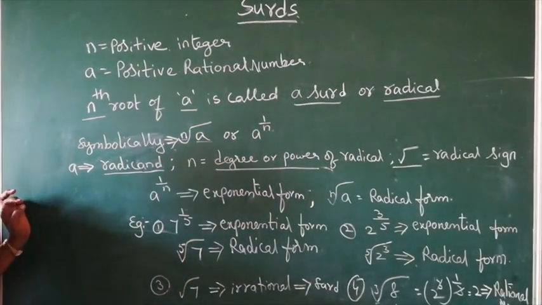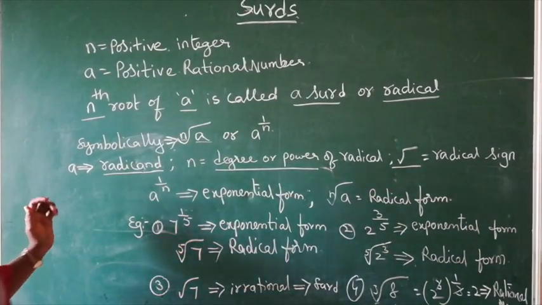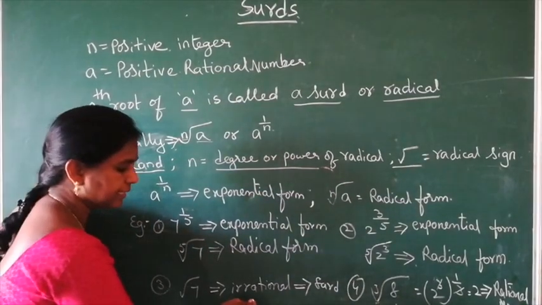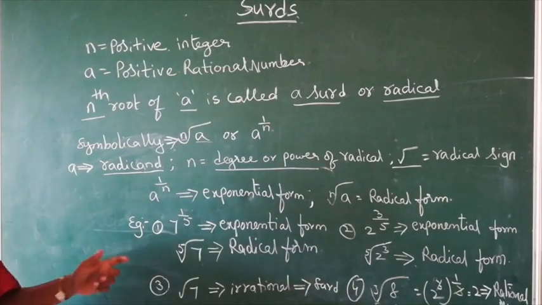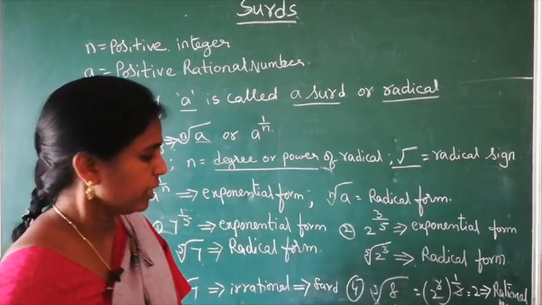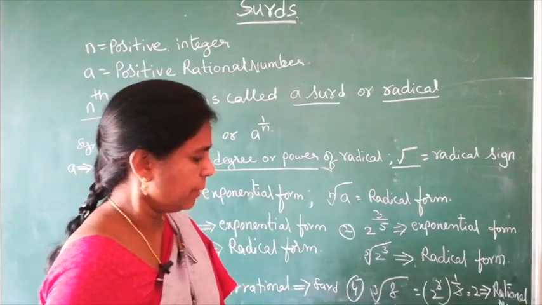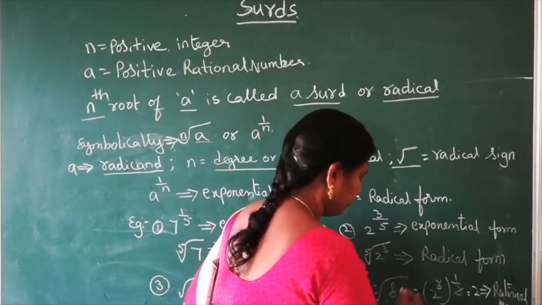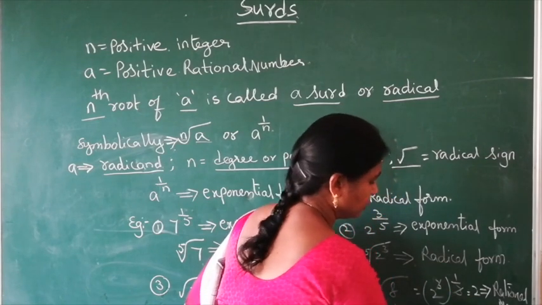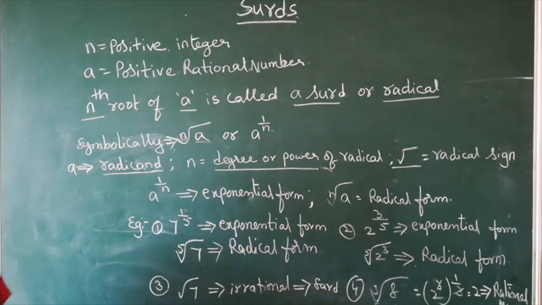Now, all surds are not irrational, all surds are not rational. For example, root 7. 7 is not a perfect square number, so we can call it an irrational number. Then we call it a surd, meaning every irrational number is a surd. Now the cube root of 8. It looks irrational, but when you solve it, writing 8 as 2 cube, the cube will cancel and you will get 2. That is a rational number. Means every surd is not an irrational number.